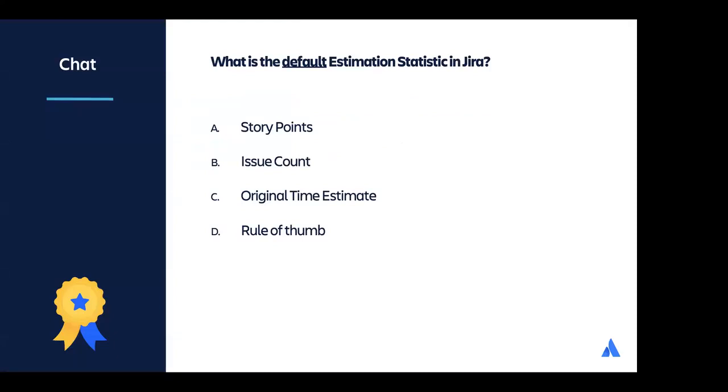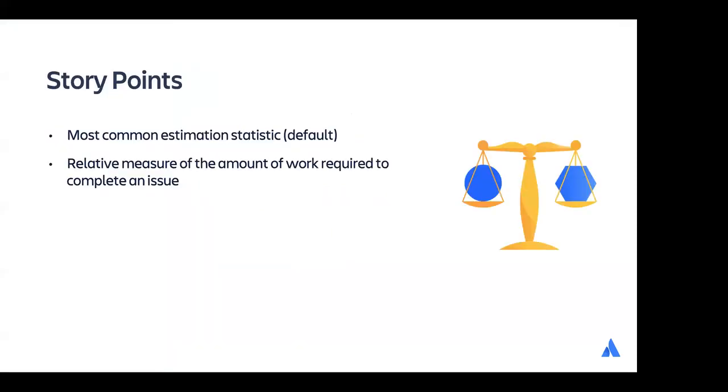Put this in chat. We're going to be using chat for a bit, not polls. Put in the chat what you think is the default estimation statistic in Jira. Good. Yep, you guys are getting it. Fantastic. The majority of you chose story points, and that's definitely correct. Yep, that's true. This is the default statistic.